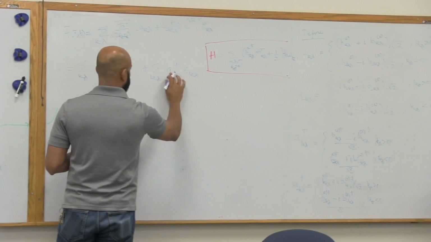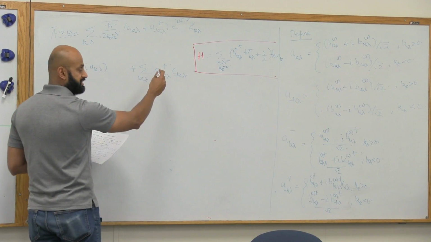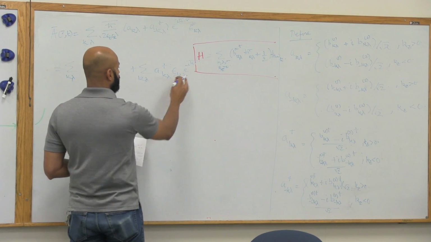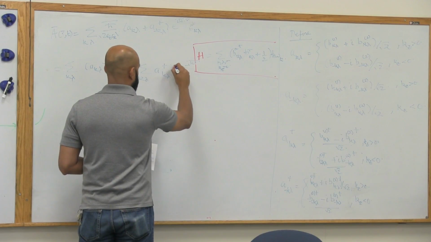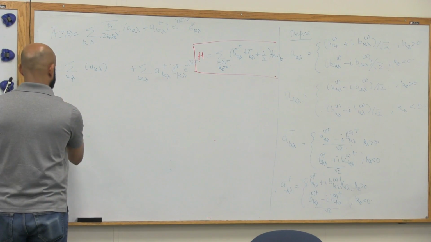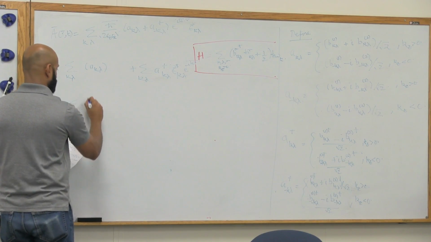So by switching k to minus k, I get epsilon_{-kλ} times e^{-ik·r}, right? And epsilon_{-kλ} is just the star of the polarization vector. And so the end result is that this can be written now as a summation over k and lambda.